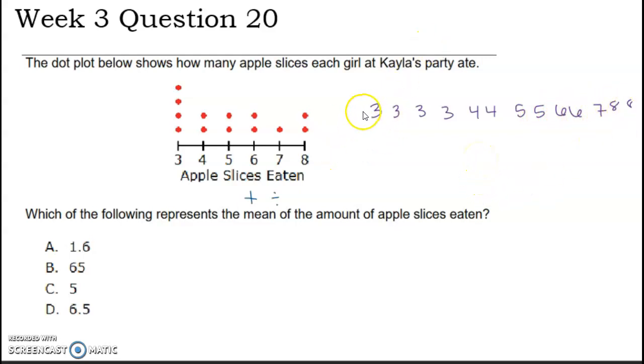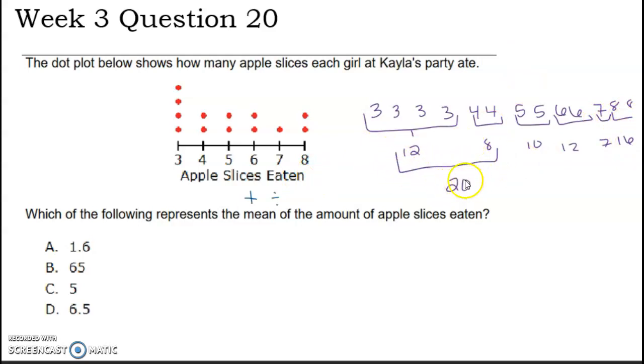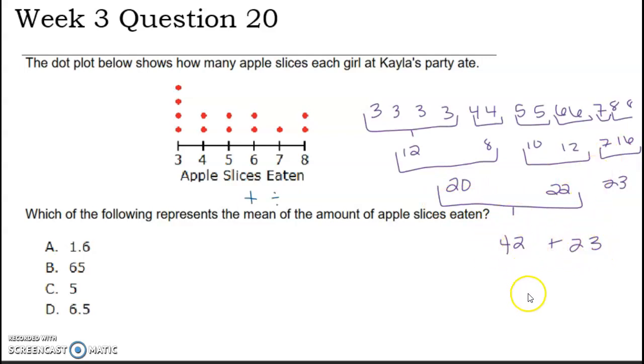All right, so now we're going to do some adding. I'm going to lump them. I know that this is 12. I know this is 8, 10, 12, 7, and 16. So we're going to do some more. 12 plus 8 I know is 20. This I know is 22. And this is 23. 20 plus 22 is 42. Plus 23 is 65. So 65 is my total.